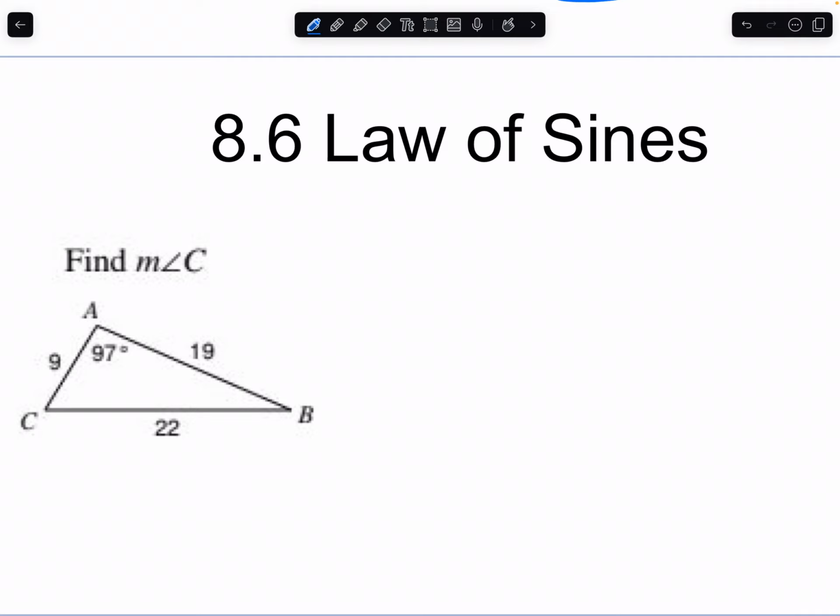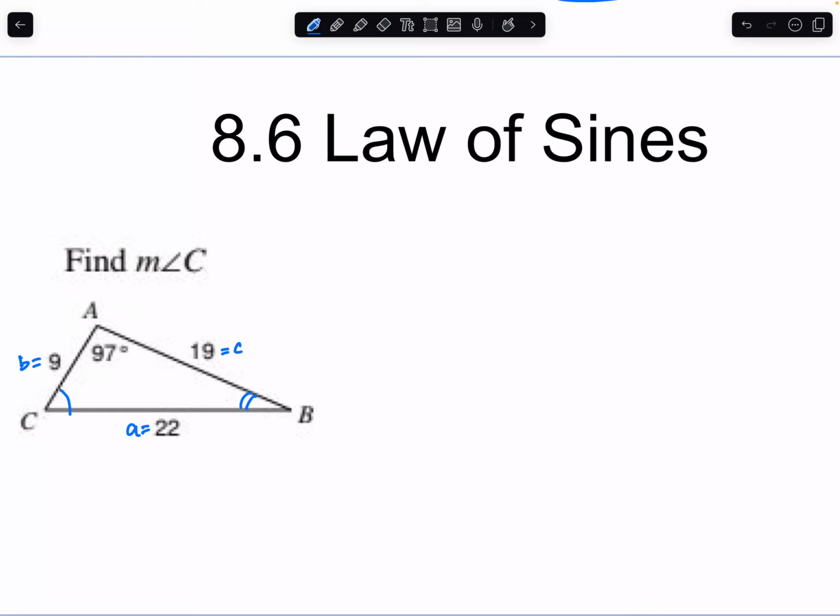Here we're looking for angle C. Across from angle C is side C. Across from angle B is side B. And across from angle A is side A. Notice how I'm missing two angles, so I can't add anything and subtract it from 180. So I'm ready to set up the problem and solve.